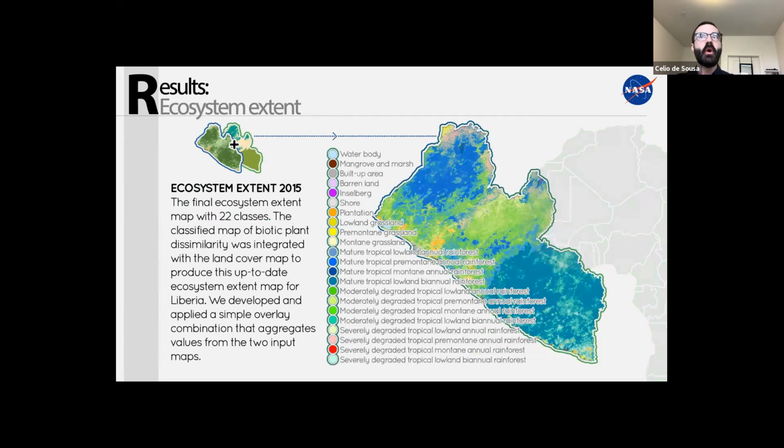And as I mentioned before, the final ecosystem map will be a product of merging the land cover map and the broad ecosystem classes. We developed a very simple way of merging those 2 maps, which also adds to the advantage of our approach. This merging brings the final map to a count of 22 classes of ecosystems, including some land uses as well. And this is the star map of the video we just watched because it is the first of its kind for Liberia, and we are very excited about it.